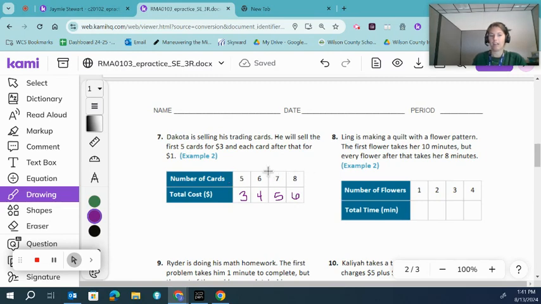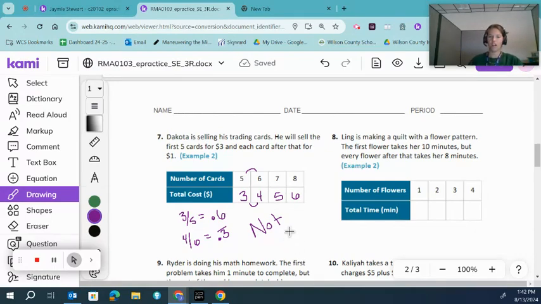Now, if we take a look again at these ratios, our y divided by x is the same here. So let's take a look. 3 divided by 5 is 0.6. 4 divided by 6 is 0.6 repeating. Okay, and then you can see that these are already different. So this is no, not proportional.